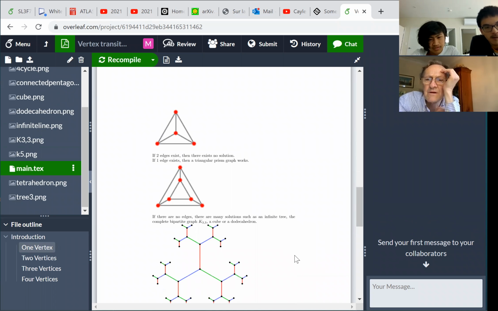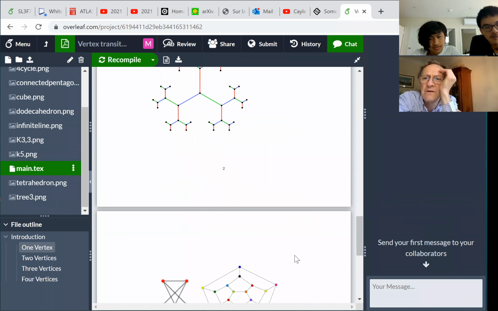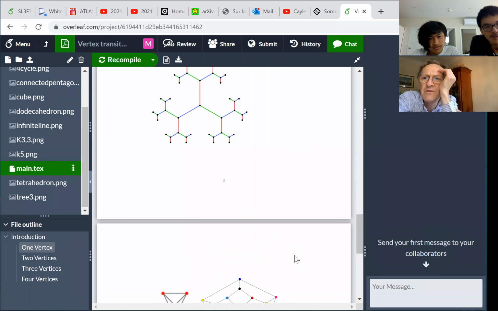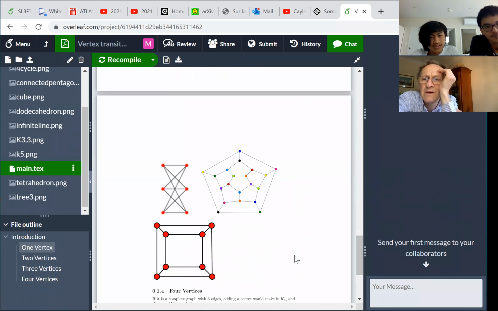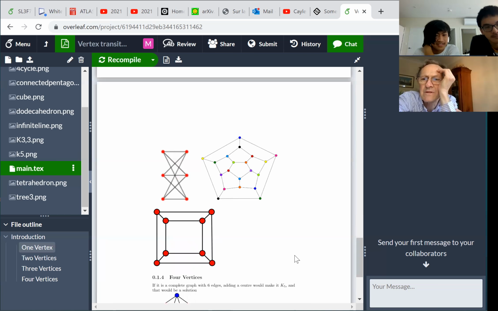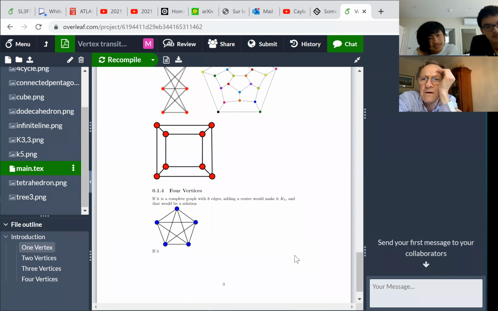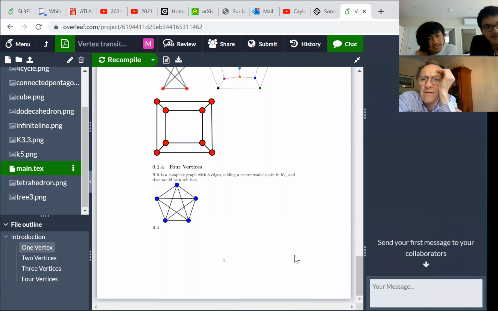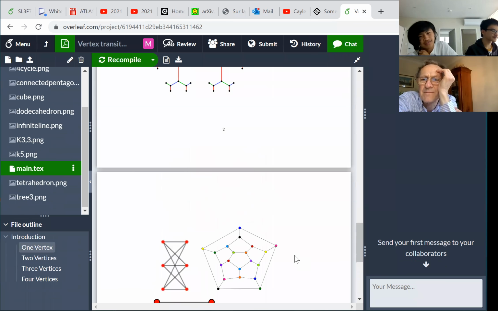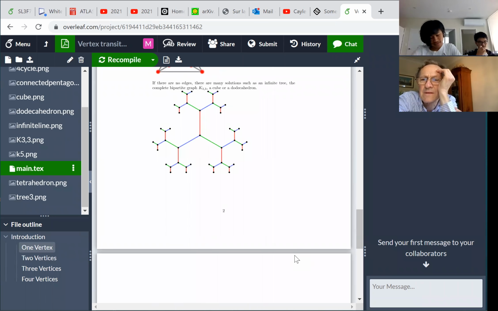Okay, I think that's right. Then no edges, you get the tree. And you got a lot of other things as well. And then four vertices. Yeah, we don't have that one since it's pretty trivial. I'm pretty sure that's just the case of most completes. I think that's what all completes turn out.